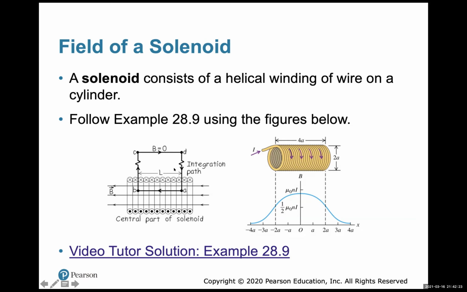So if this thing is wound tightly so that there are n turns in L horizontal space, multiply that by the current passing through it. There's this many per unit length times the current times mu zero. We're done. Mu zero N i, where N is the number of turns per unit length.